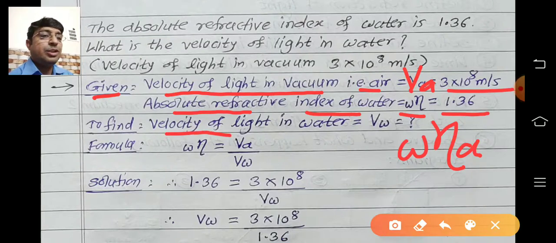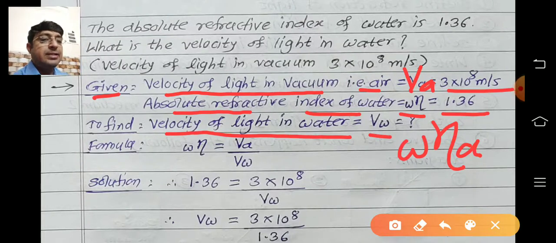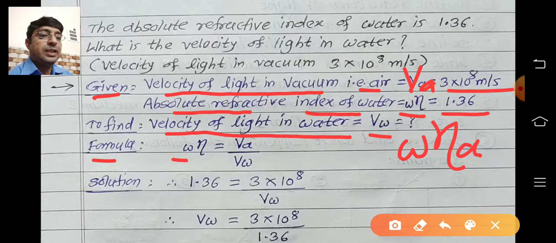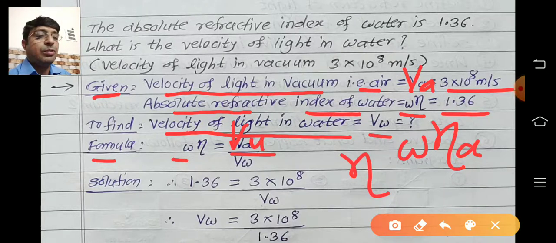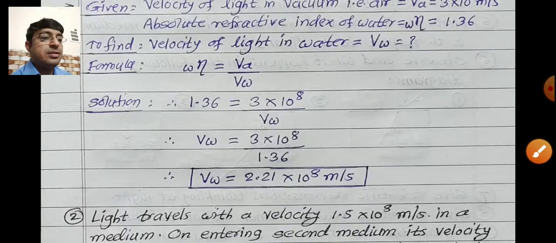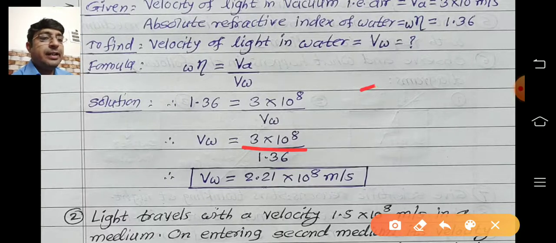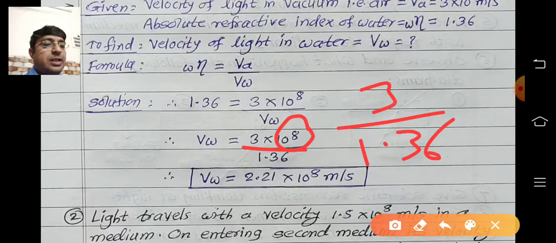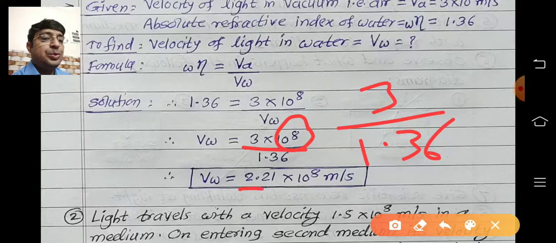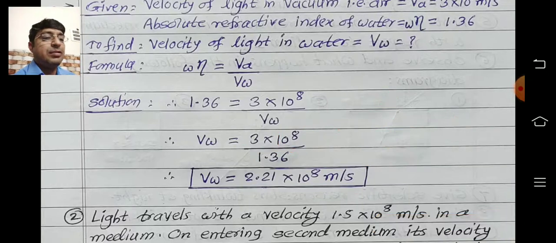What do we find out? Velocity of light in water, so VW, that is indicated as, so formula. Refractive index of water with respect to vacuum equals velocity of air medium, that is vacuum, upon velocity of water medium. Substitute the value and calculate the answer. You make the division here: 3 divided by 1.36. This 10 raised to 8 remains as it is, and we get the answer 2.21 into 10 raised to 8 meter per second. Up to 2 decimal places you find out the answer.